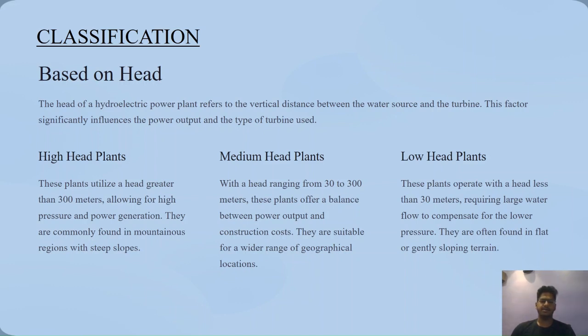Medium head plants. With a head ranging from 30 to 300 meters, these plants offer a balance between power output and construction costs. They are suitable for a wider range of geographical locations. Low head plants. These plants operate with a head less than 30 meters, requiring large water flow to compensate for the low pressure. They are often found in flat or gently sloped terrain.